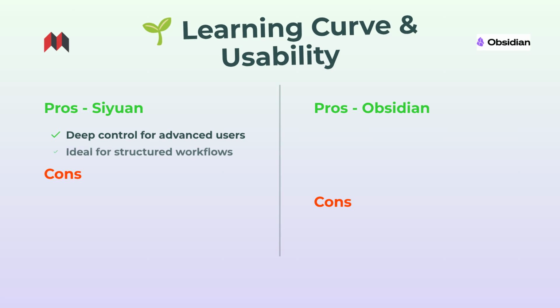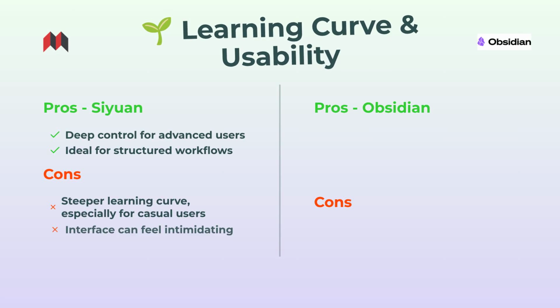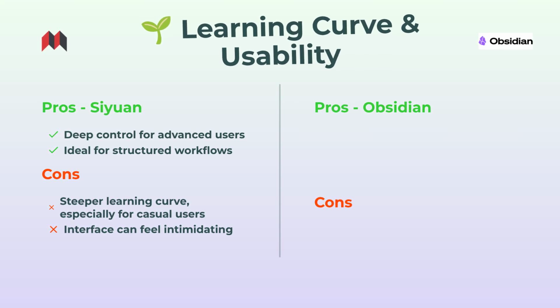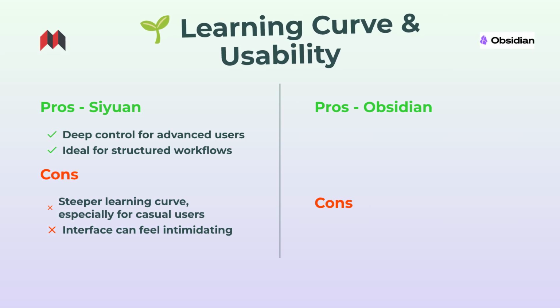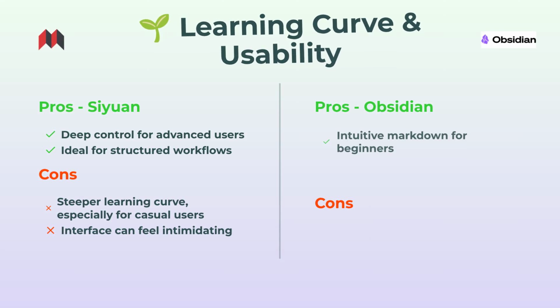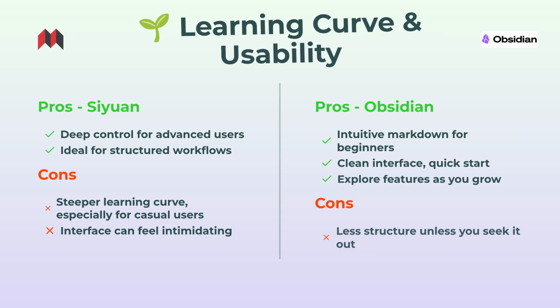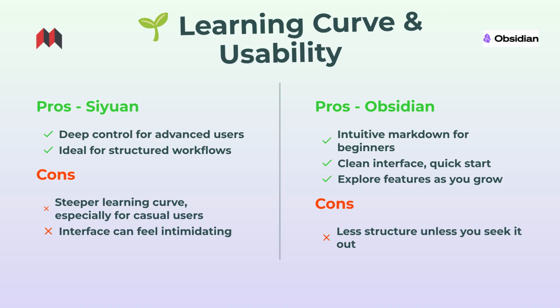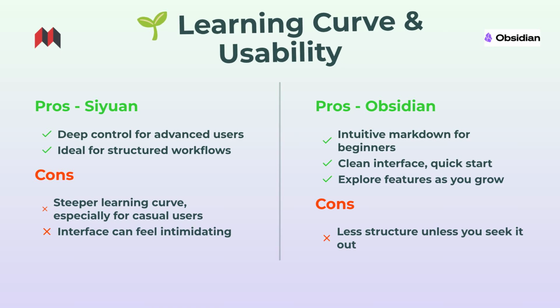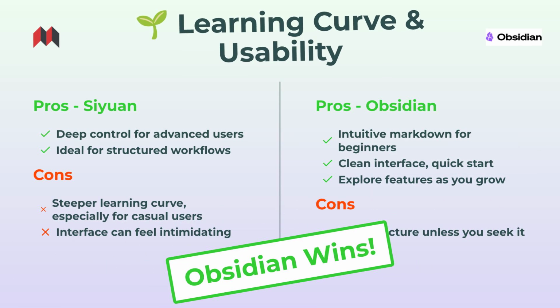Alright, learning curve and usability. Siyuan is for the advanced power user crowd. If you love ultra structure and tweaking settings, it'll feel right at home, but if you're just starting out, man, the interface can be intimidating, takes some time to wrangle. Obsidian, on the other hand, is way more approachable. Markdown for beginners, clean interface, you can pretty much jump in and just start writing. You wanna get fancy, add plugins as you go. So yeah, Obsidian wins for most people, easier ramp up, less head scratching.